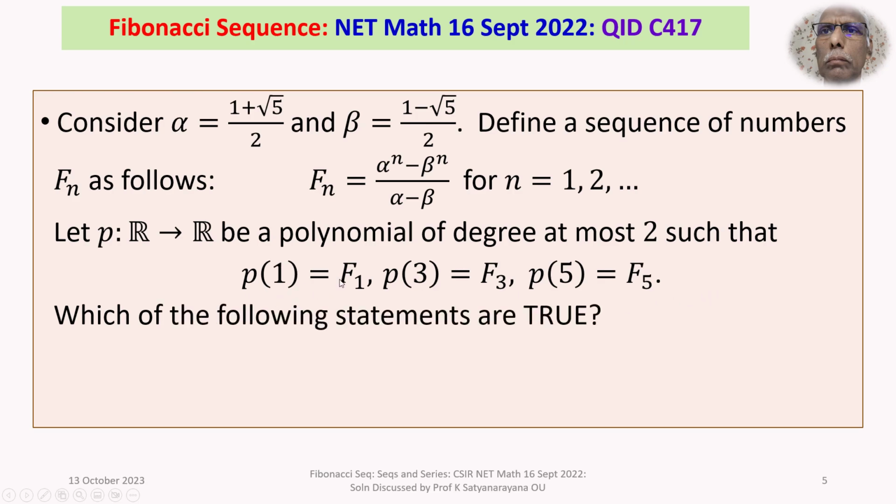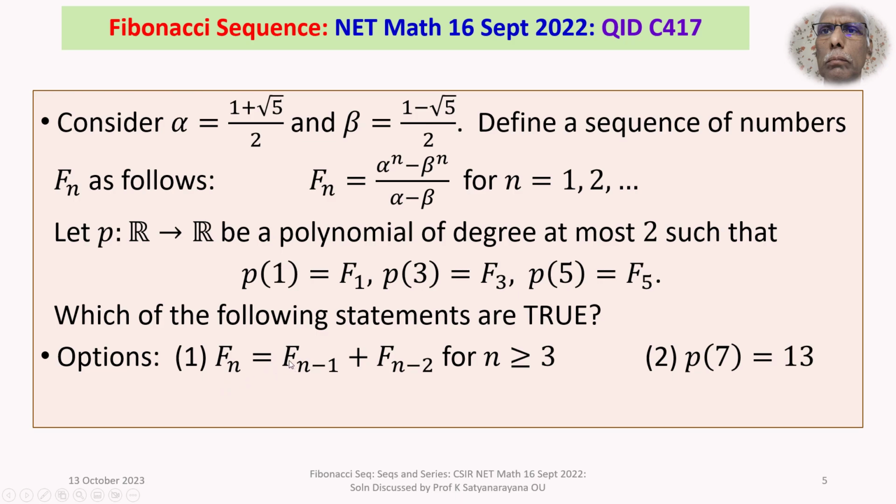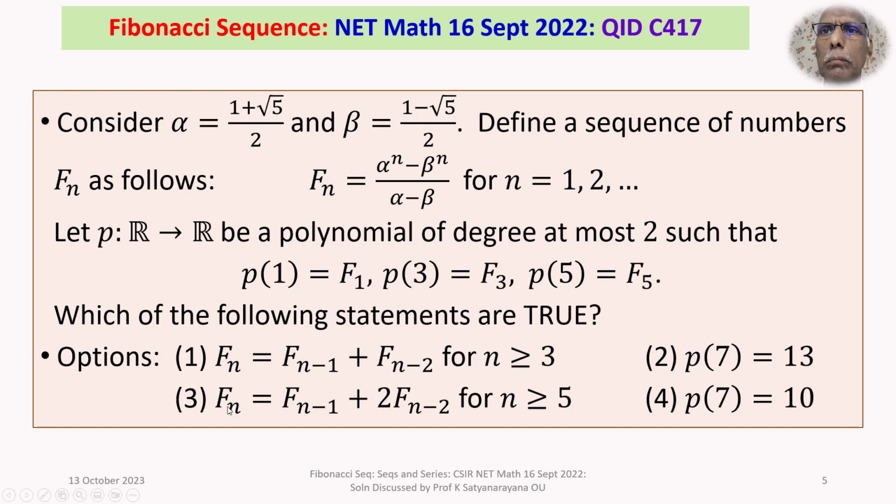P of 1 is equal to F1, P of 3 is equal to F3, P of 5 is F5. Which of the following statements are true? We are given 4 options. Option 1: Fn is equal to Fn minus 1 plus Fn minus 2 for n greater than or equal to 3. Option 2: P of 7 is equal to 13. Option 3: Fn is equal to Fn minus 1 plus 2 times Fn minus 2 for n greater than or equal to 5. Option 4: P of 7 is equal to 10.